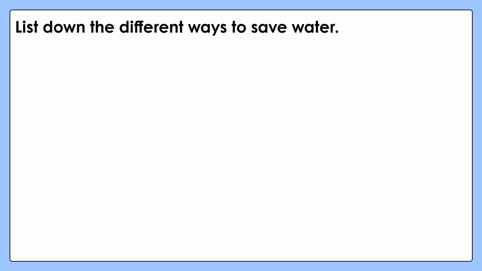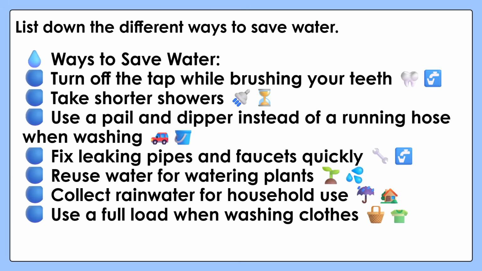List down the different ways to save water. Here are some ways to save water. Turn off the tap while brushing your teeth. Take shorter showers. Use a pail and dipper instead of a running hose when washing. Fix leaking pipes and faucets quickly. Reuse water for watering plants. Collect rainwater for household use. Use a full load when washing clothes.